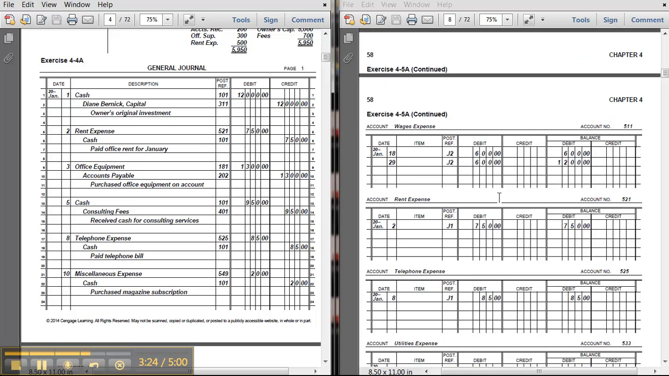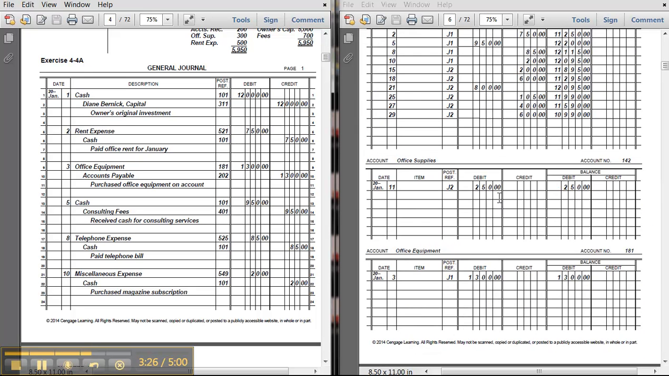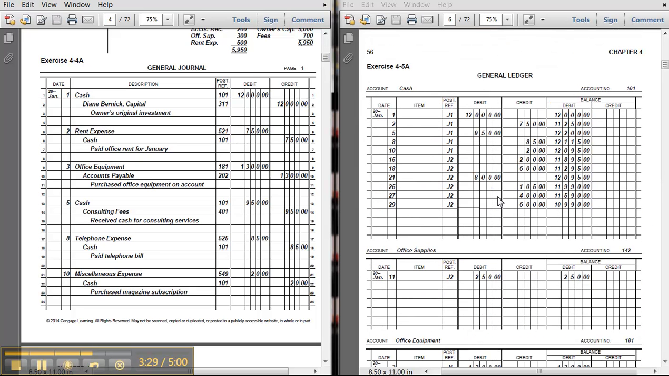Then I credited cash. So I'm going to scroll back up to my cash account. These do go in numerical order. Okay, so assets are always first, so I don't have to put the month again, I just put the second. I credited for $750, so keep in mind this is my cash account. Credits decrease, so I take my previous balance of $12,000 minus my credit of $750, and my new cash balance is $11,250. Okay, it came from J1 for my post reference, and I take my 101 and place it back over in my post reference column of my journal.